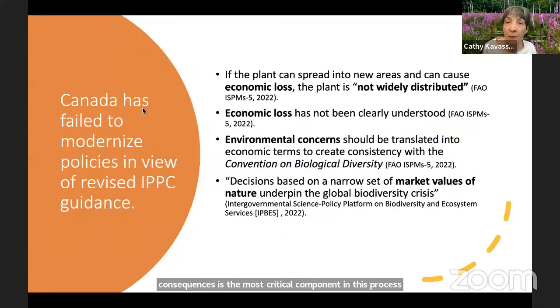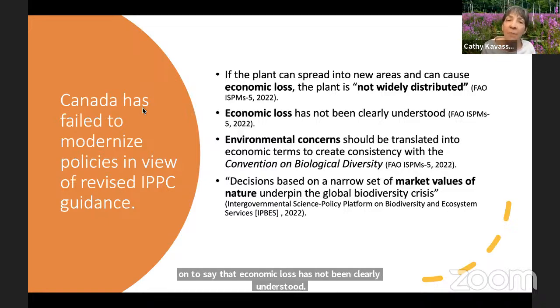Determining economic consequences is critical because it affects other criteria, like the determination of whether a plant is widespread. For instance, according to those IPPC guidelines, if a plant can spread into new areas and cause economic loss, the plant is not widely distributed. And they go on to say that economic loss has not been clearly understood. Countries like Canada have misinterpreted the term.